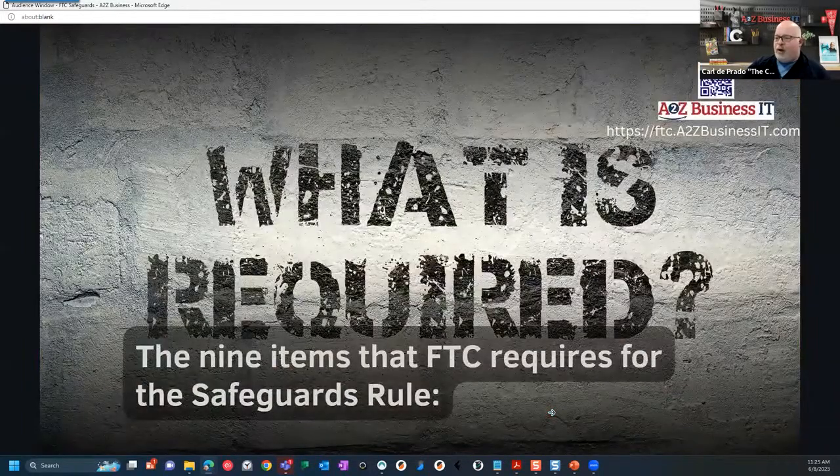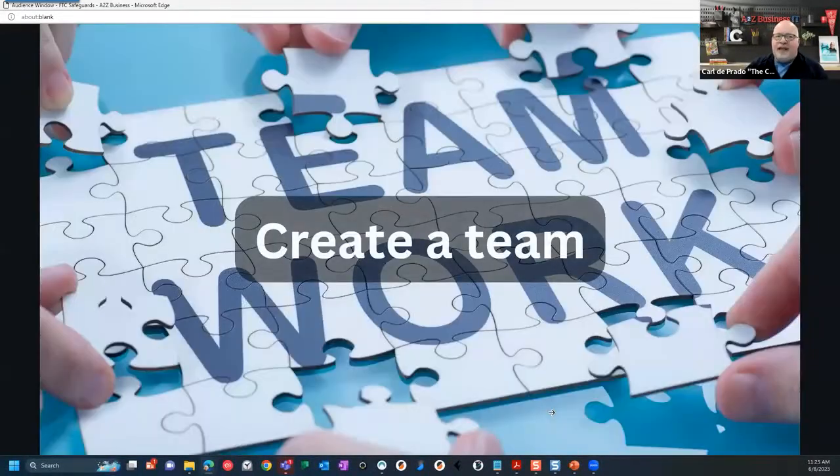So let's go into what is required. There are 9 items that the FTC requires for the Safeguards Rule. I know we've been talking about them, but I want to make this very clear for you. So what are those steps? First, you're going to want to create a team. This can't be done in a vacuum. You can't just outsource this and put it in. This is going to affect the way you're working, and so you need to work with them. That team is going to make recommendations. Are they written in stone? No.